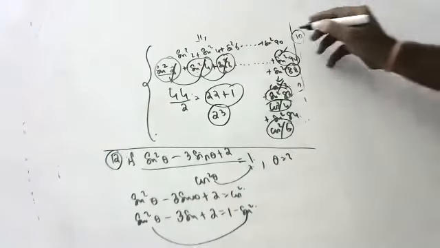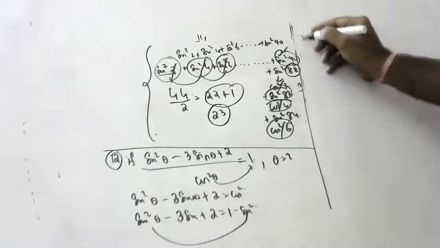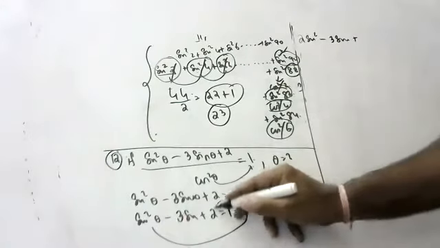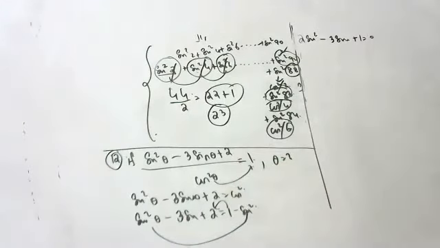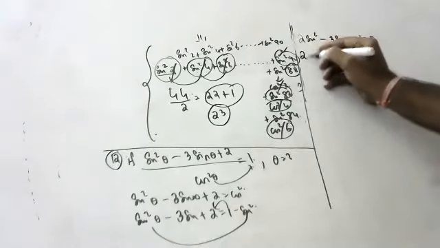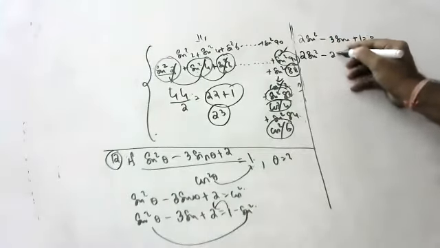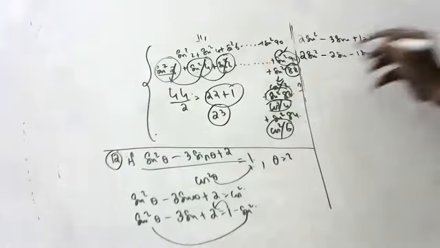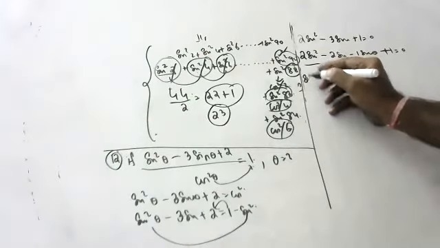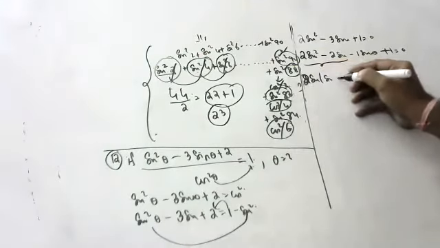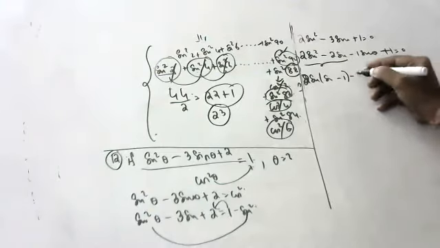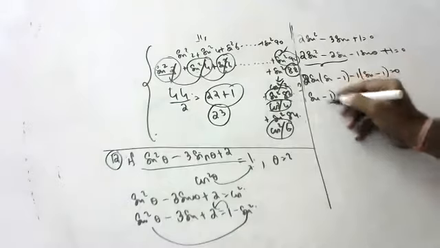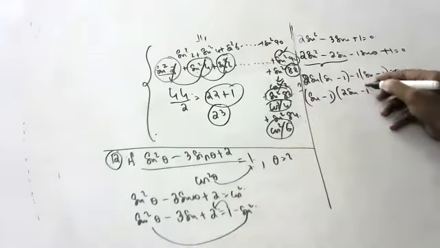Sin square plus sin square is how much, children? 2 sin square minus 3 sin theta plus 2 minus 1, that is 1, is equal to 0. Split the middle term: 2 sin square theta minus 2 sin theta minus 1 sin theta plus 1 is equal to 0. In this, what is common? 2 sin theta common: sin theta minus 1, minus 1 common: sin theta minus 1 is equal to 0. So (2 sin theta minus 1)(sin theta minus 1) is equal to 0.